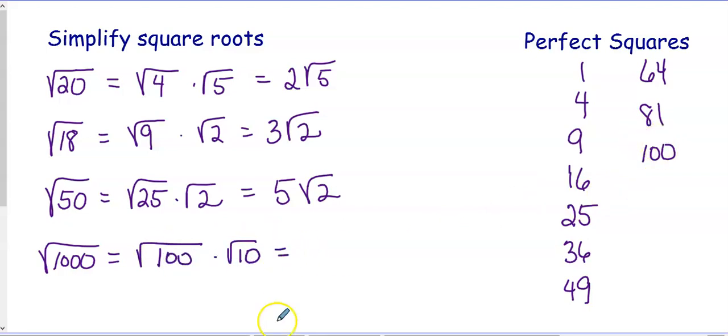100 times 10. So we break it down that way. And then we take the square root of 100, which is 10. And so the square root of 1,000 simplified is 10.